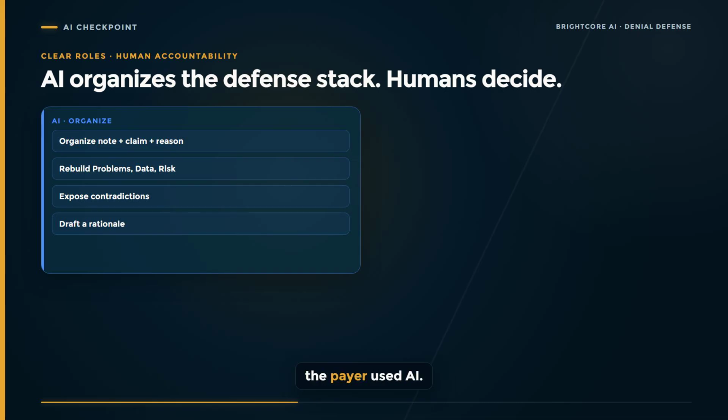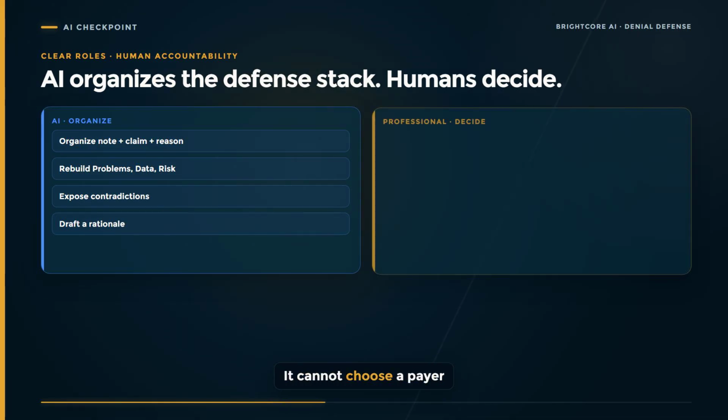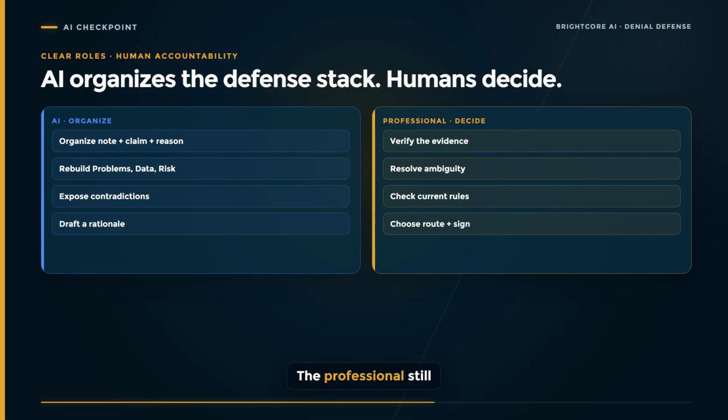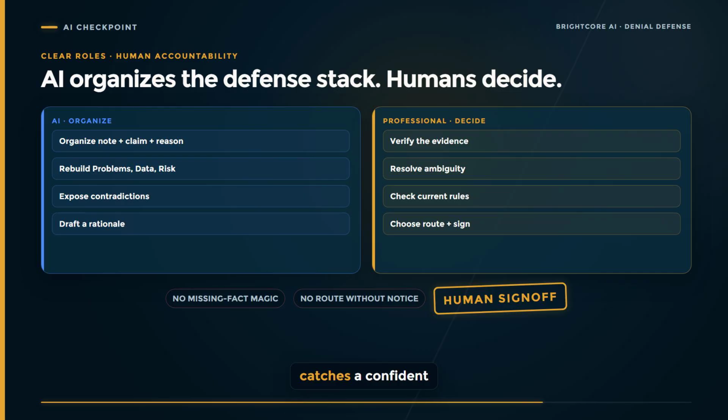It cannot prove that the payer used AI. It cannot choose a payer-specific route without the actual notice and current instructions. And it cannot turn missing documentation into support that never existed. The professional still verifies the evidence, resolves ambiguity, checks the governing rules, selects the response, and owns the final sign-off. That checkpoint also catches a confident draft that answers the wrong denial reason or relies on an outdated policy. AI organizes the defense stack. Human judgment decides what the stack actually supports.